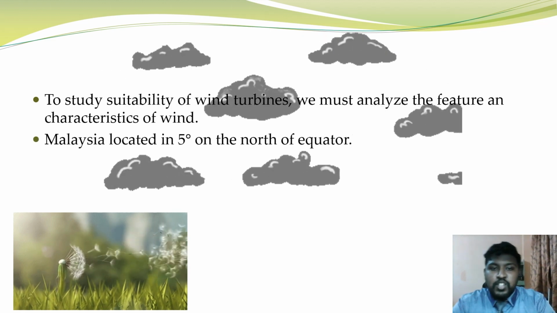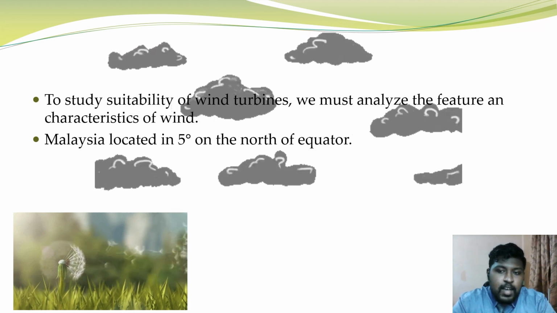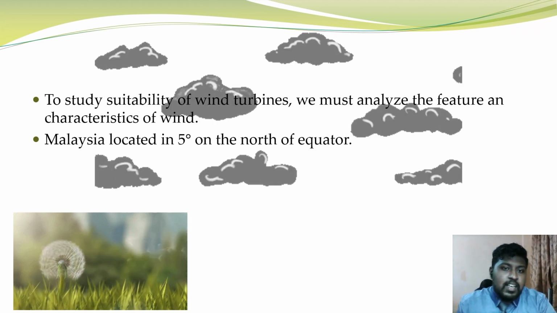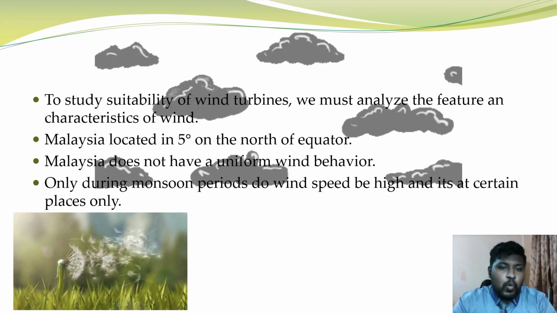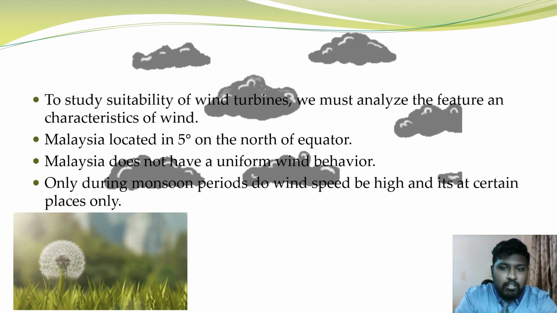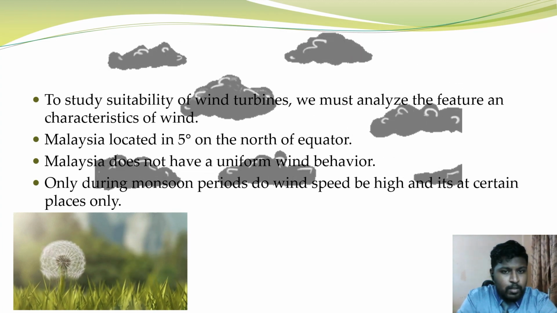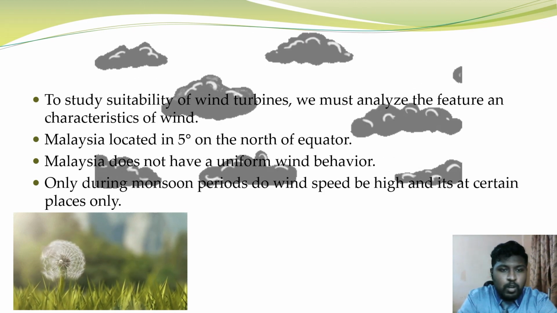You see, Malaysia is located 5 degrees north of the equator. What this means is that our country is geographically placed where wind flow is very non-uniform. So high winds do not reach our country a lot. We only have high wind speeds during the monsoon period, and even then it's only at certain places such as the east or the west coast.